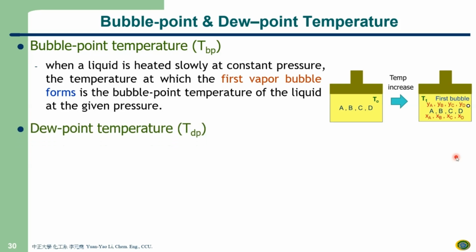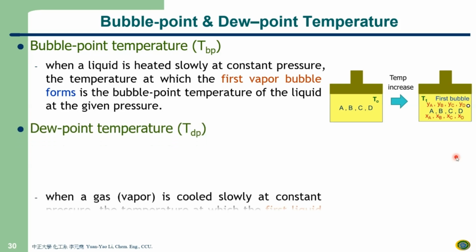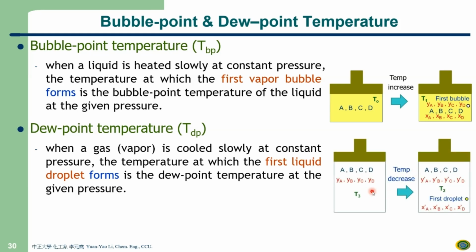Okay, and how about dew point temperature? Dew point is the same, right? So for dew point temperature, there's no liquid at first, and then you decrease the temperature. So you get the first droplet. So this is what we call dew point temperature, and dew point temperature is T sub DP. D stands for dew, right? P stands for point. And we want to know the temperature at this moment, and this temperature is called dew point temperature.